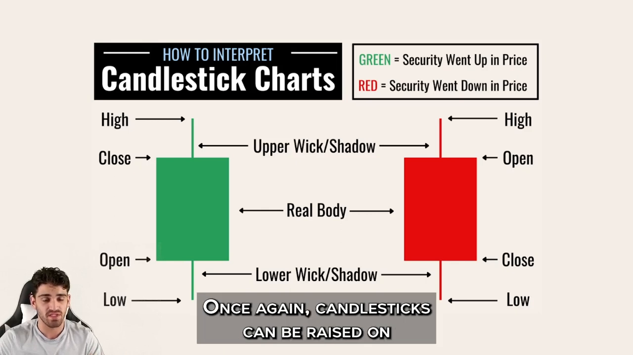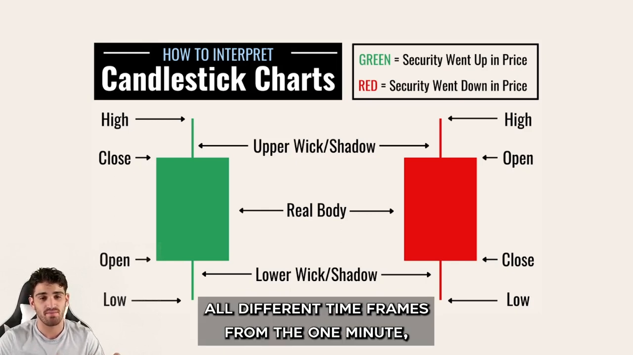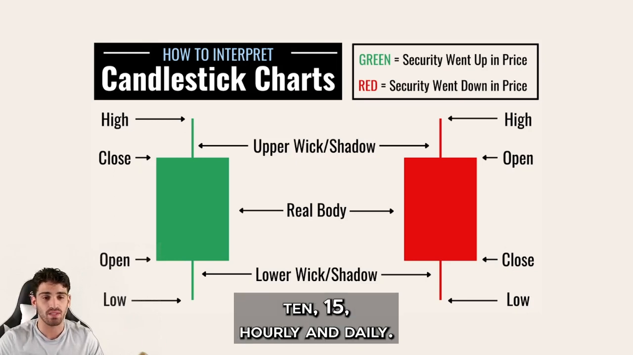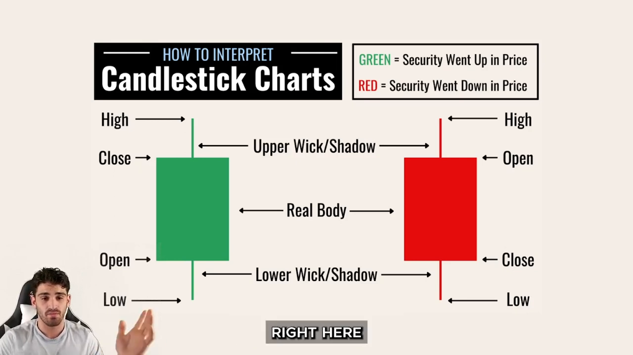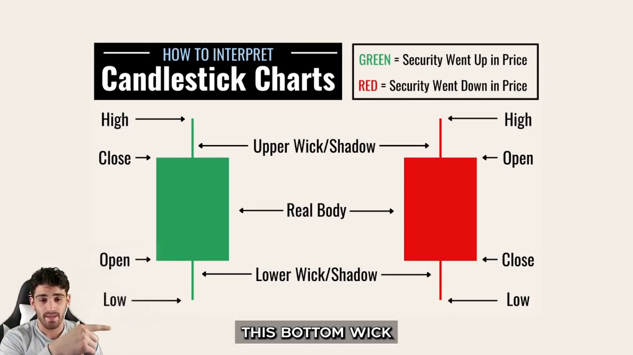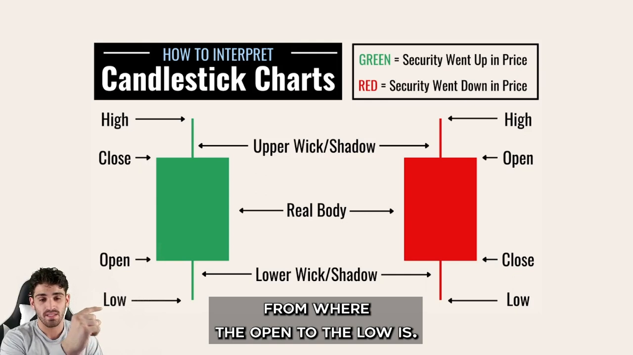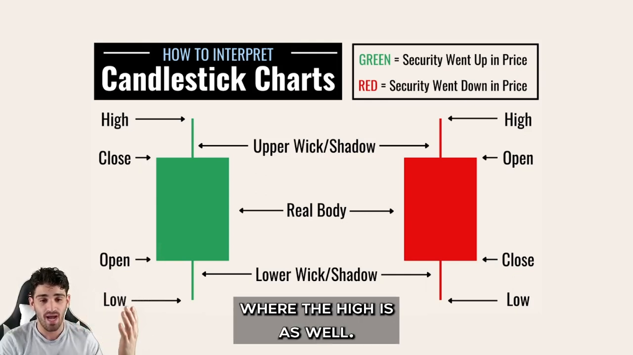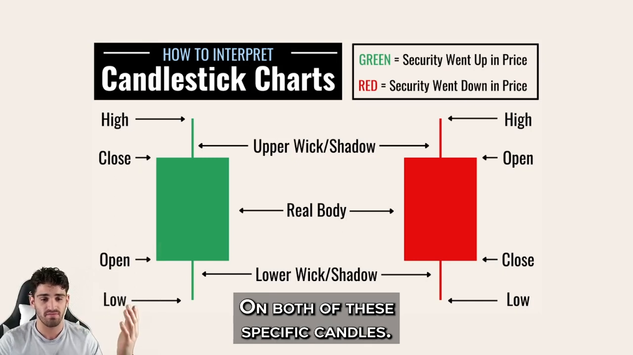Once again, candlesticks can be ranged on all different time frames, from the 1 minute, the 2 minute, the 5 minute, 10, 15, hourly, and daily. So for example, right here, we can see the low of the green candle. This bottom wick, from where the open to the low is, that's our candlestick wick. That tells us what the low is. As such, it tells us where the high is as well on both of these specific candles.